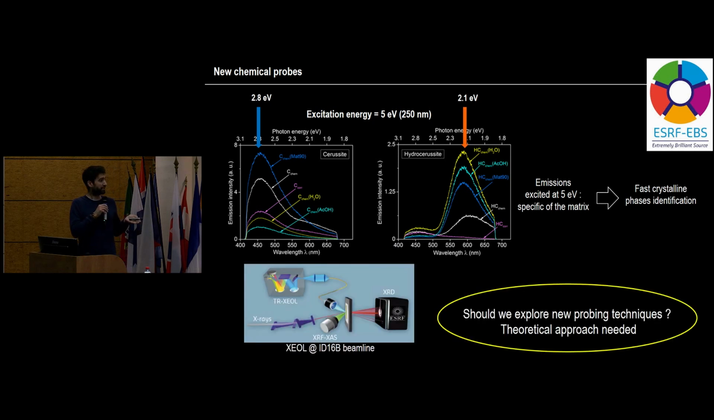We know that at the ESRF, there are some other chemical probes that we might be able to use. For example, XEOL, so optical luminescence excited by X-ray, is available. So the question that we should ask ourselves is, should we explore new probing techniques with this new ESRF EBS? But of course, perhaps a theoretical approach is needed, because photoluminescence mechanisms are very complex. So the question is, if we want to explore those new routes, do we want to go in this direction?